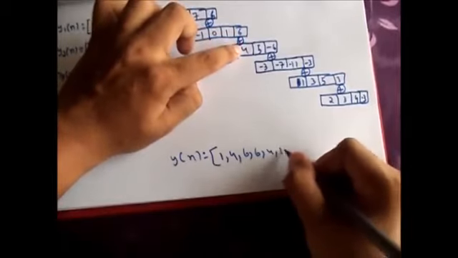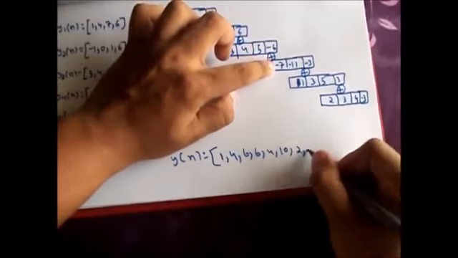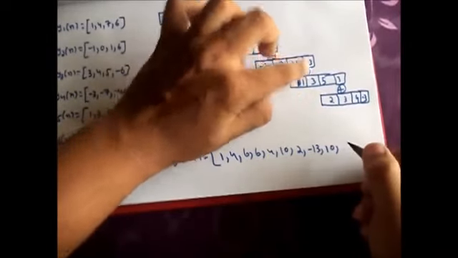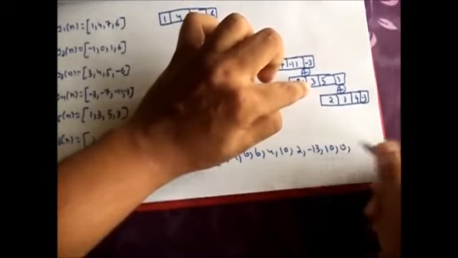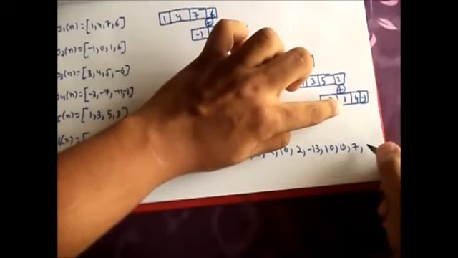6 plus 4 is 10. 5 minus 3 is 2. -6 minus 7 is -13. -11 plus 1 is -10. -3 plus 3 is 0. 5 plus 2 is 7. 3 plus 3 is 6.